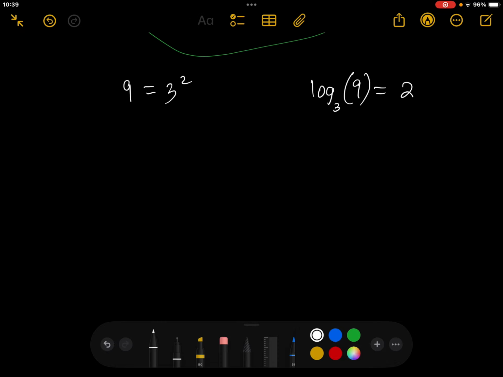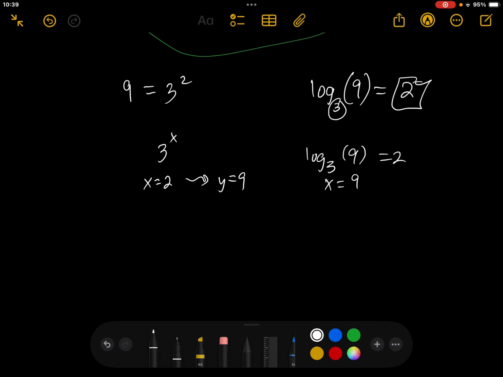Anyway, why is it log sub 3 of 9 equals 2? Because 3 is my base, 2 is my exponent, and 9 is the result. Again, I'm looking at the function 3 to the x. When I plug in x equals 2, I get y equals 9. So I have the function that does the opposite, that's called the inverse. Log sub 3, when I plug in the y value, I have to get the x value. So when I plug in 9, I get 2. So when x is 9 in the log sub 3 function, I get y equals 2. And notice that what's supposed to happen is that the order gets switched.